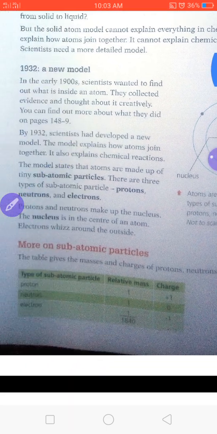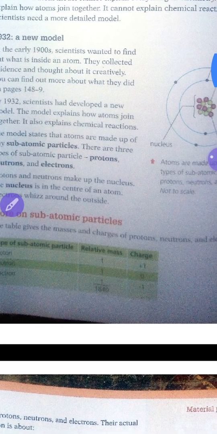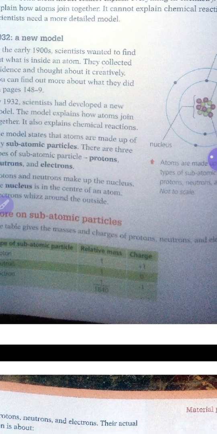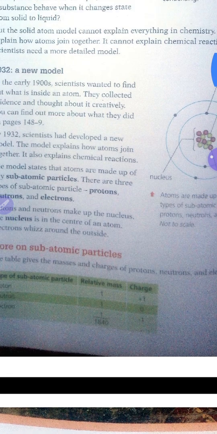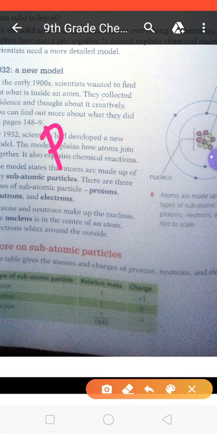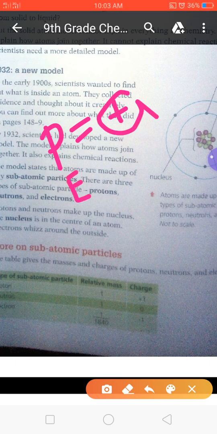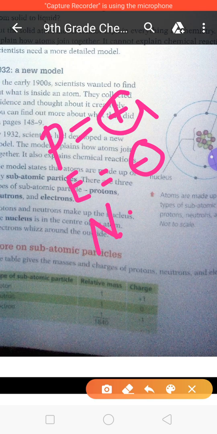Let's discuss their charges and their relative masses. The charge of a proton is positive. The charge of an electron is negative, and the charge of a neutron is neutral. That means that it doesn't have any charge.